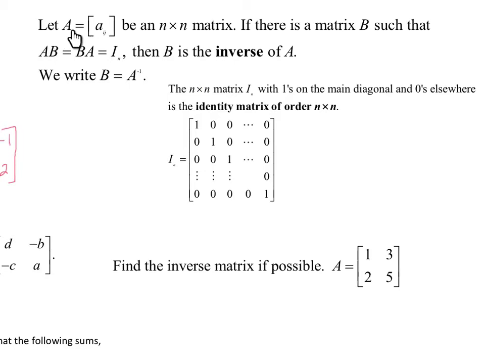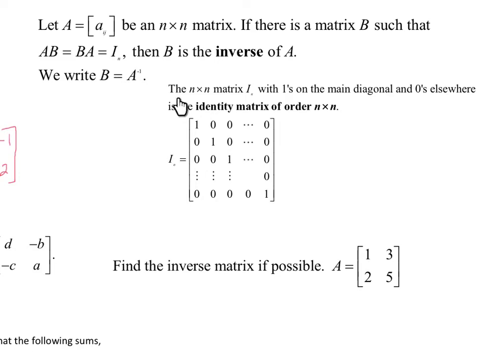All right, this property here says, let A equal A_ij be an n by n matrix. If there is a matrix B such that AB, matrix A times matrix B, equals B times matrix A, then they are known as inverses. Then B is the inverse of A. We write B as A to the negative 1, meaning inverse. Okay?